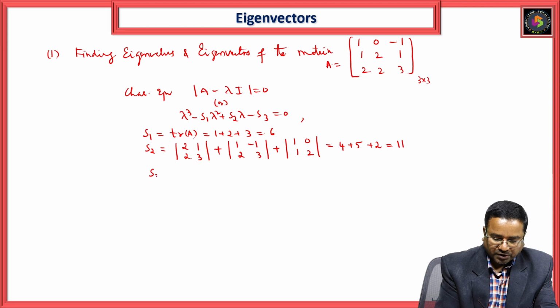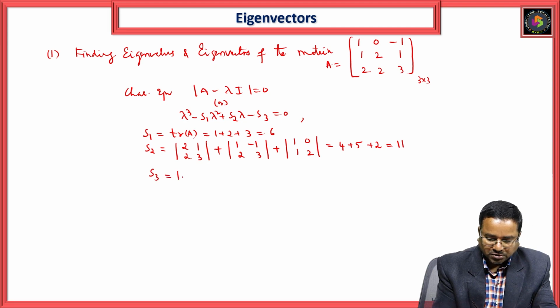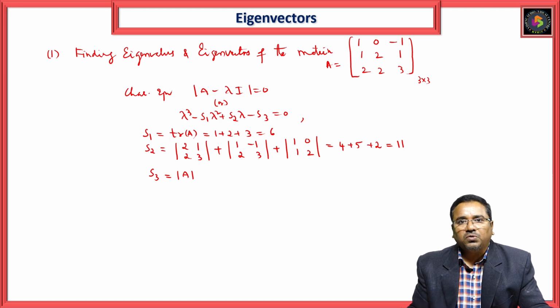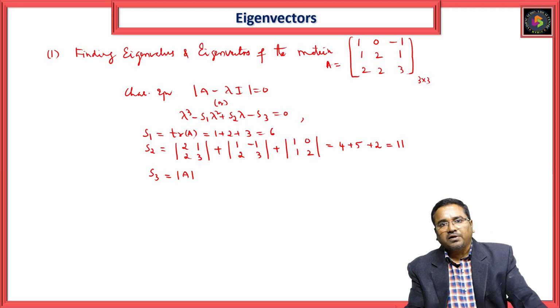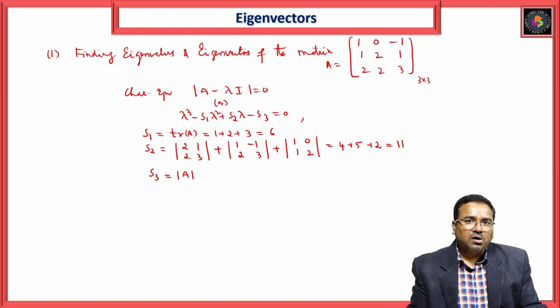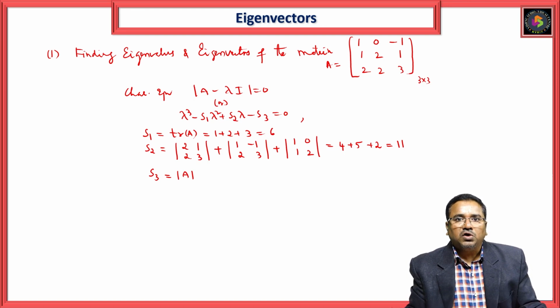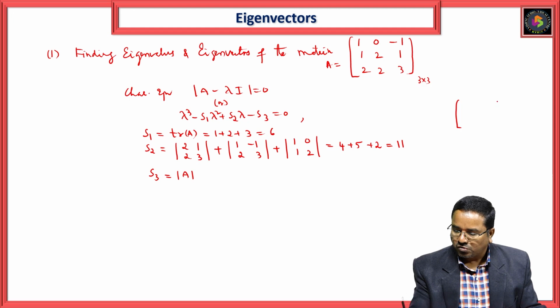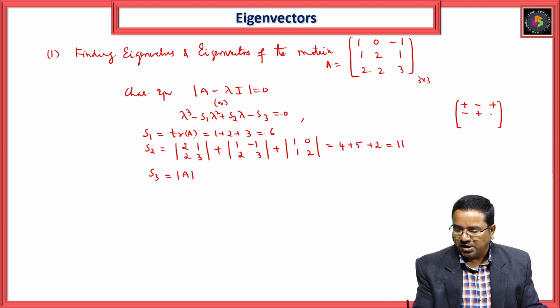So S3 you have to find out. So S3 is what? Determinant of a matrix. We are familiar with how to obtain the determinant of a matrix: the sum of the product of elements of any row or any column with corresponding cofactors. We usually take it with respect to the first row. If you take it with respect to the first row, you have to remember the signs of that row: plus, minus, plus. If you take the second row, minus, plus, minus.